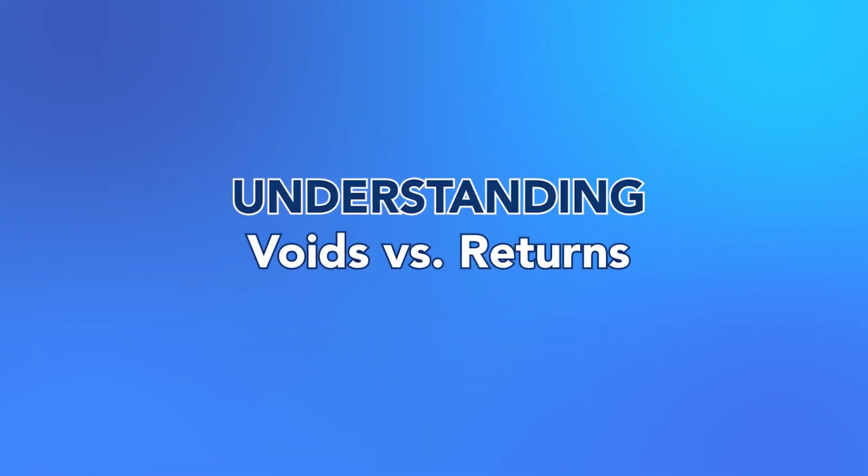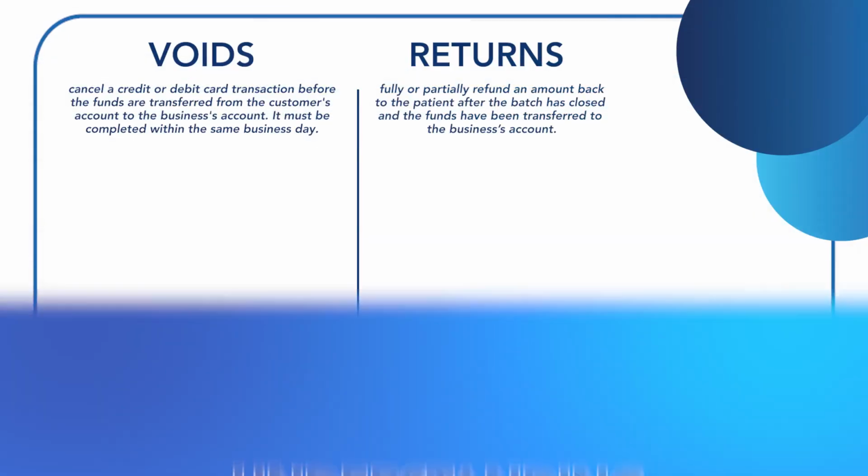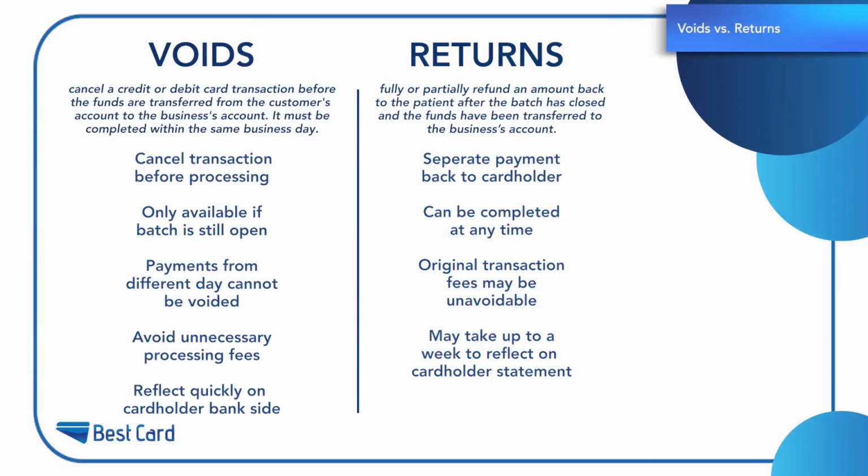Now that you know how to run a return, let's talk about how they differ from voids. A void will cancel the transaction before it processes, while a return is a separate payment back to the cardholder. Voids are only available while the transaction's batch is still open, so payments from another day or following settlement cannot be voided. Voids can help avoid unnecessary processing fees and often reflect an update more quickly on the cardholder's bank side.